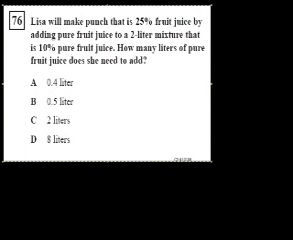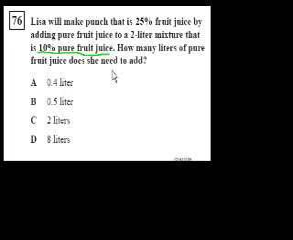Problem 76. I should copy and paste all of these word problems. We'll parse them together. Problem 76. In green. Lisa will make punch that is 25% fruit by adding pure fruit juice to a 2-liter mixture that is 10% pure fruit juice. Okay. How many liters of pure fruit juice does she need to add?